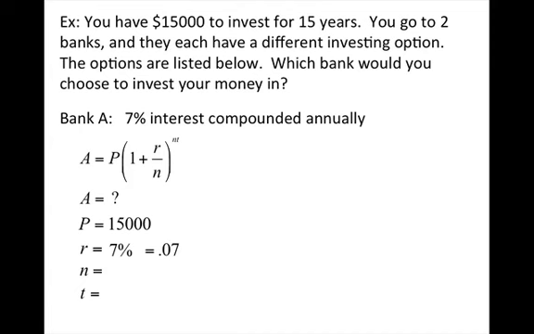N is the number of times the interest is compounded. This account is compounded annually, so that's once per year, so N is 1. And T is my time in years. For both banks, my principal and my time are going to stay the same. I'm investing the $15,000 for 15 years, so my time is 15.